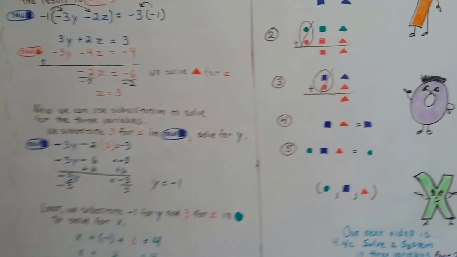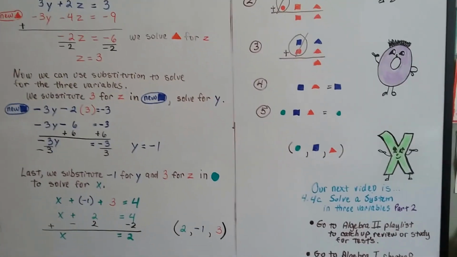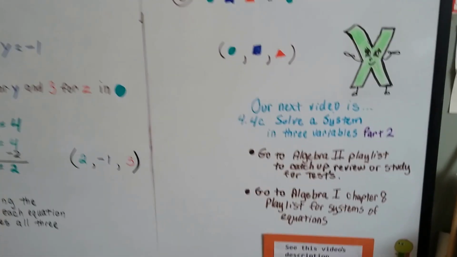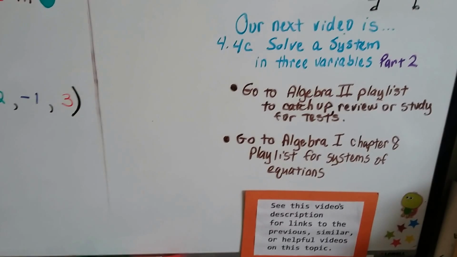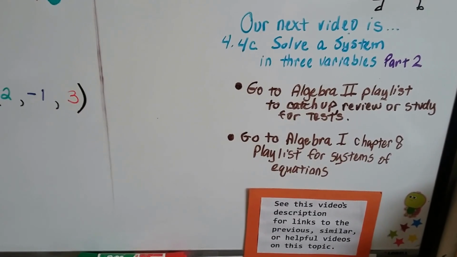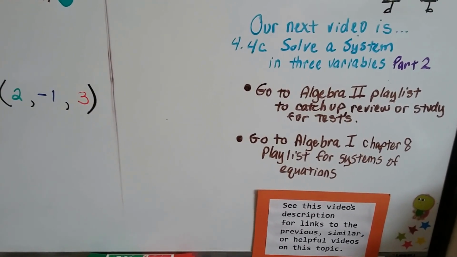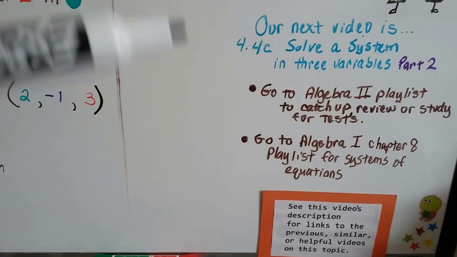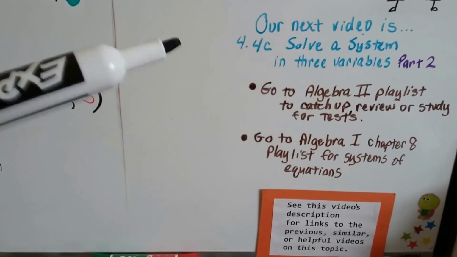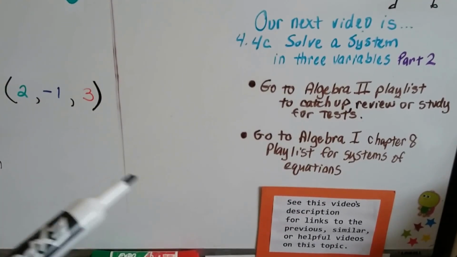All right? We're going to do this one more time with a slightly different problem, and that's going to be 4.4c, part 2. So it's really important you watch both parts, okay? Especially if you're confused. And if you're really confused, you should go back to watching 4.1 and then continue to this video in order, okay?